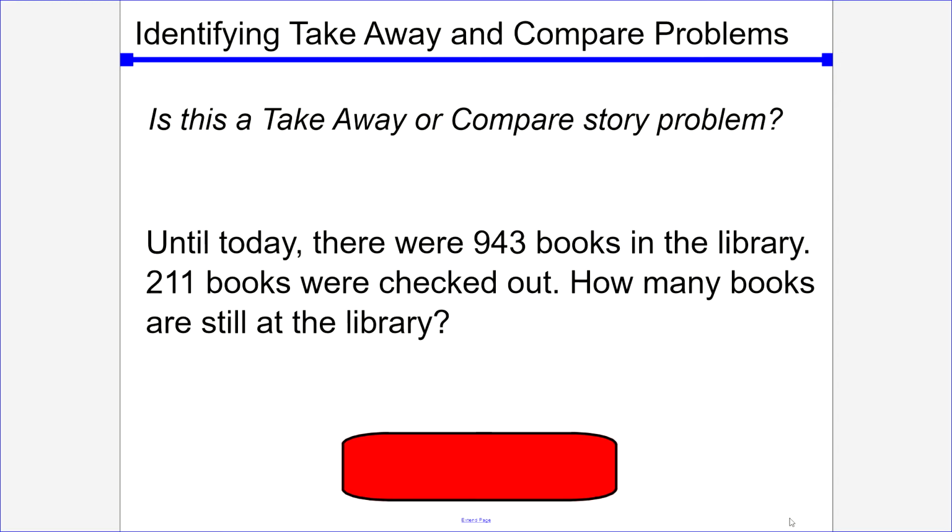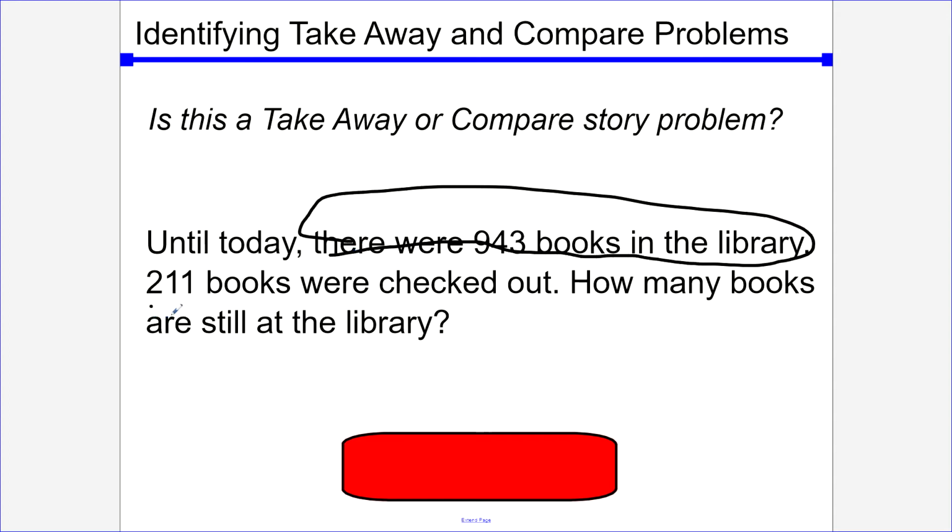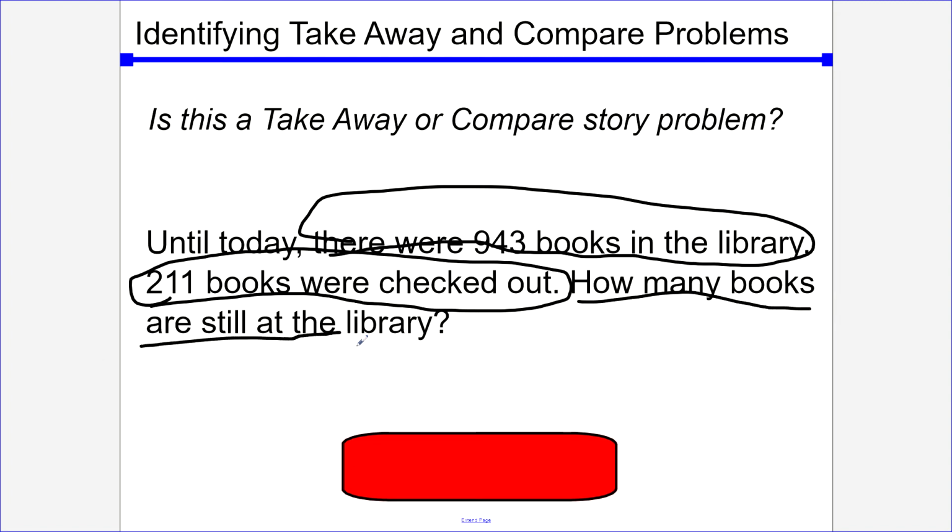Until today, there were 943 books in the library. 211 books were checked out. How many books are still at the library? Of course, we see that there were 943 books at the library and that 211 books were checked out. We know we're trying to find out how many books are still at the library.